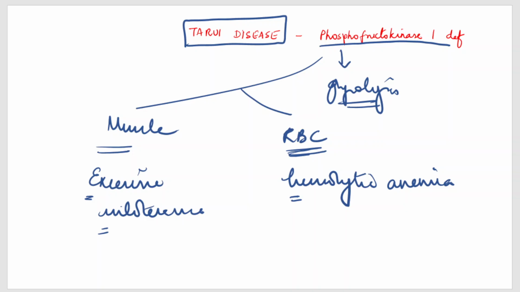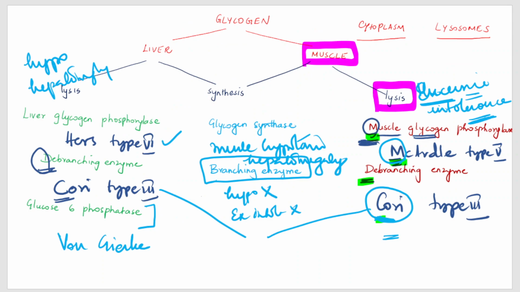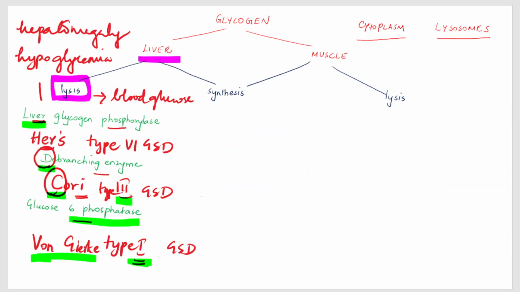It's due to deficiency of phosphofructokinase 1. So now let's see what are the glycogen storage disorders that can lead to hypoglycemia. It is Her's disease, Cori's disease, von Gierke's disease. Do you agree? Yes.